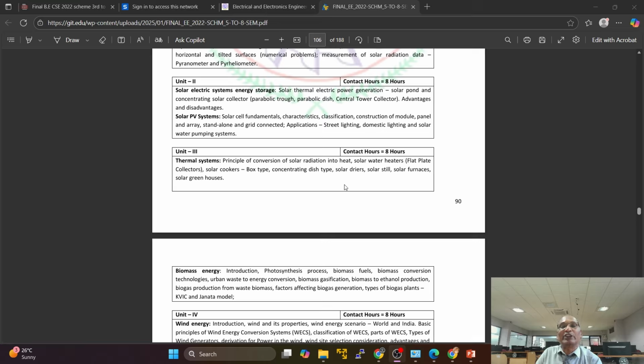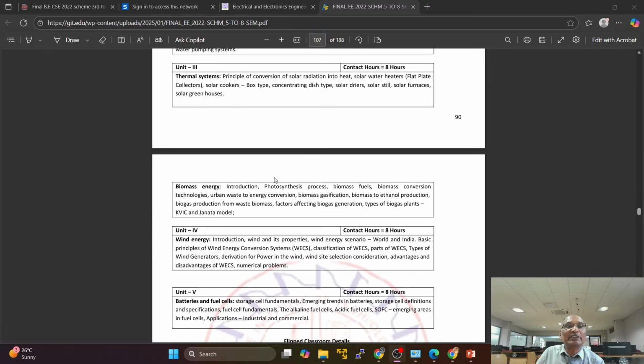Similarly, we can use a solar water heater, where we use a flat plate collector, or we can use the tube type collectors. Solar cookers, box type, concentrating dish type, solar dryers, solar still, solar furnaces, solar greenhouses. These are the different thermal systems which you are going to study: how they work, their principle, and what their applications are.